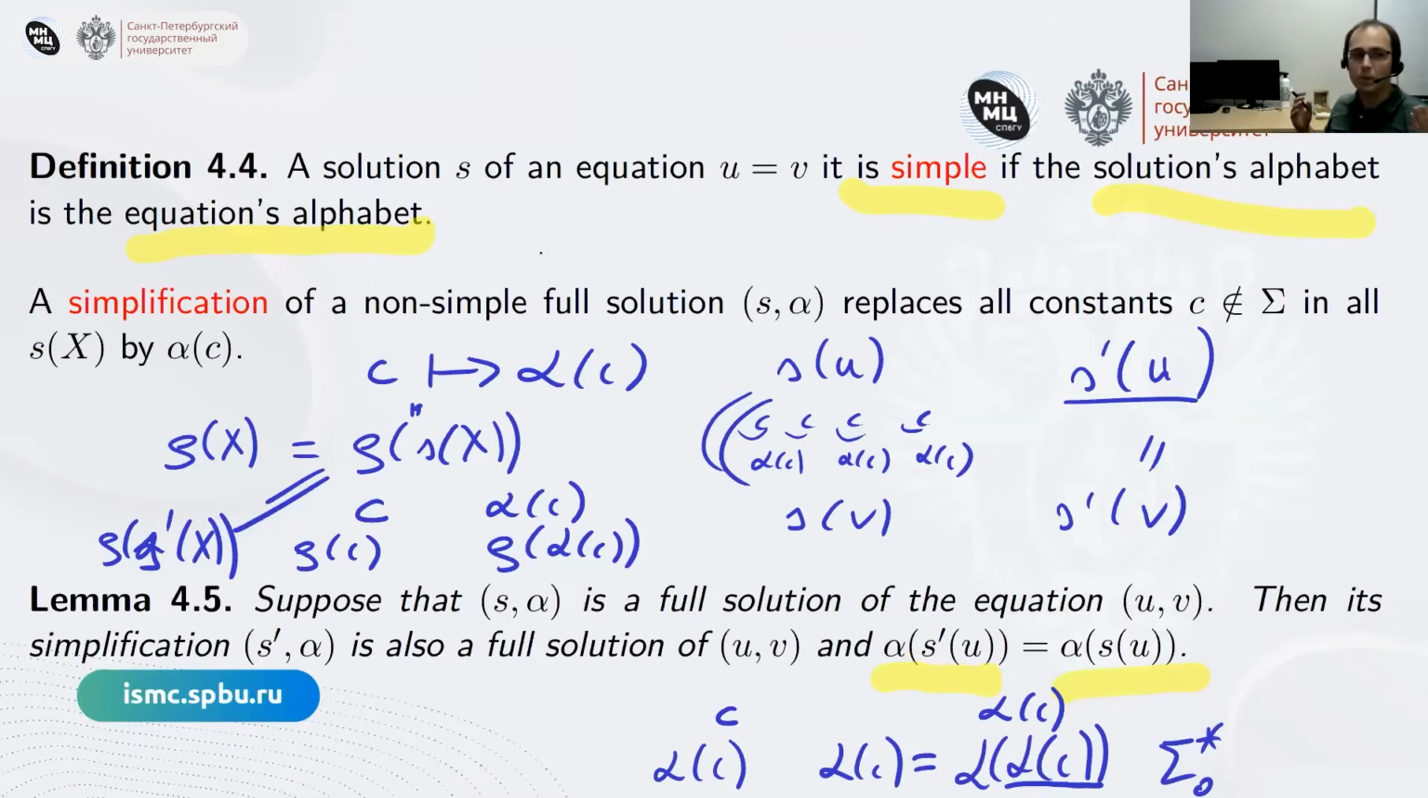Okay, so what's shown here is that when we have a full solution, then we can replace it with its simplification, and it's still a valid full solution. And this removes our problem with having some letters inside the solution which are not in the equation's alphabet, because we can always simplify the solution.